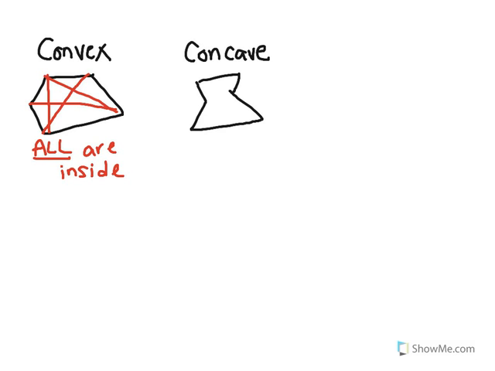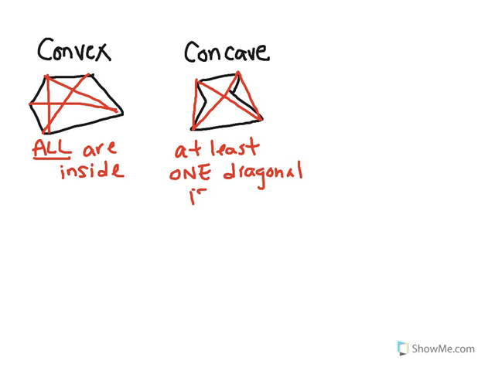Whereas a concave, if I were to connect all the diagonals here, I've got this one, and this one, and this one, and then this one. You'll notice that some of the diagonals are outside the polygon. So this one says at least one diagonal is outside the figure. So that's how you can tell whether you have a convex or concave polygon.